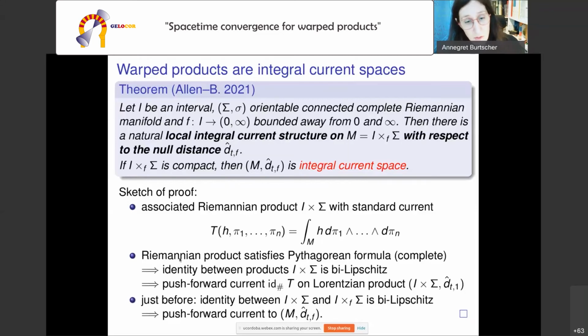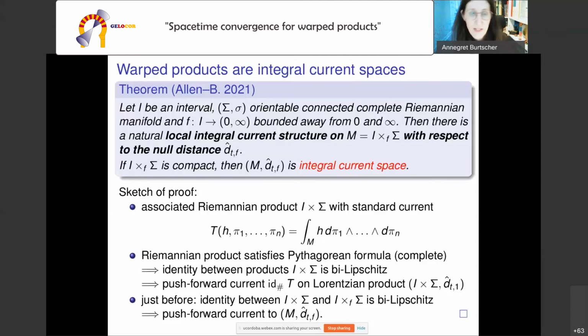And then if you assume completeness, you can have this Pythagorean formula, and you can use this Pythagorean formula to show that the identity is bi-Lipschitz with respect to the null distance now for the Lorentzian product. And that way you can push forward the Riemannian current to the Lorentzian product.